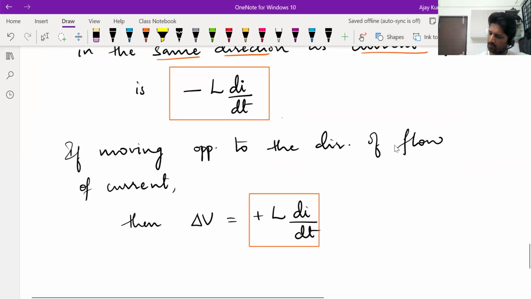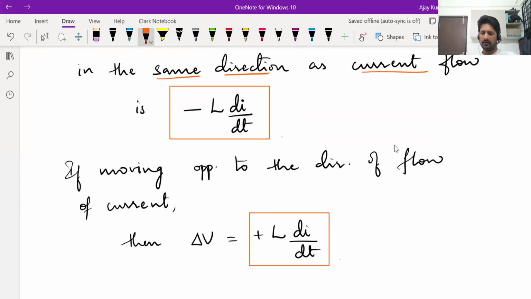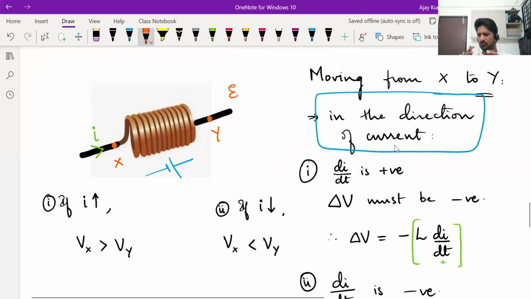So it is very important to remember the condition and try to do this derivation once on your own. We just took an inductor and assumed current is flowing in a particular direction. One case was when the current is increasing, and the other case was where current is decreasing. If current is increasing, we visualized how the EMF will get induced. Based on that, we wrote the expression for change in potential when you go in the direction of current. Next, if current is decreasing, we visualized how the induced EMF will be.